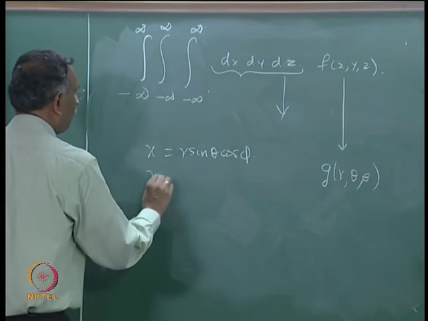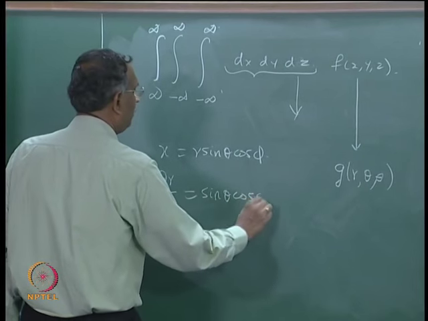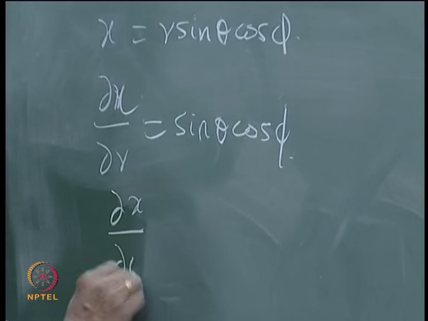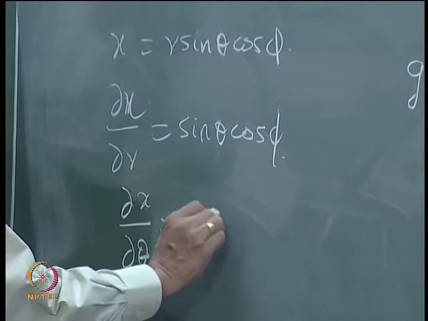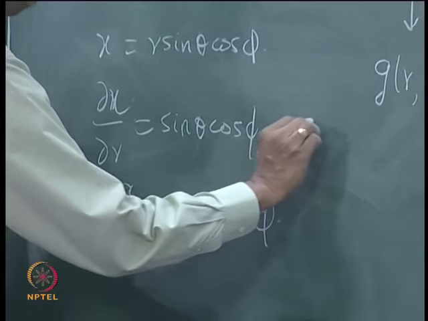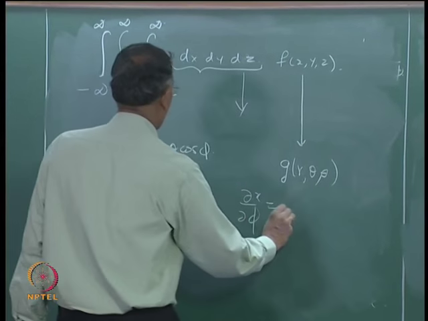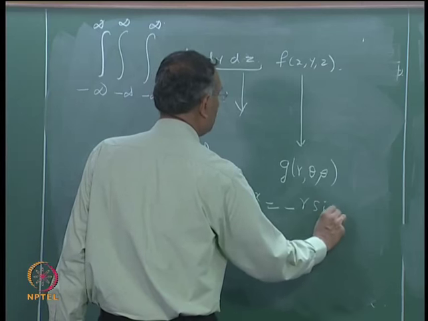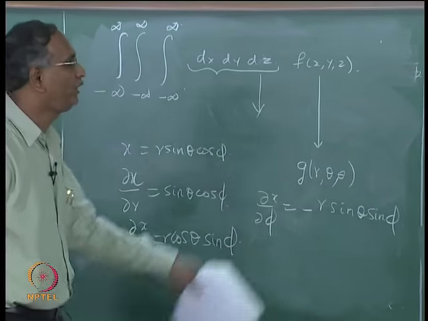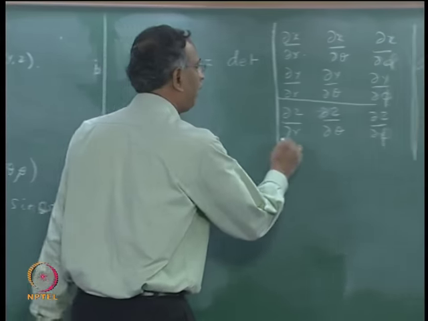Therefore, it is easy to write down ∂x/∂r is sin theta cos phi, ∂x/∂theta is cos theta r sin phi, and ∂x/∂phi is minus r sin theta sin phi. Likewise, you can get the other three derivatives in terms of y, and using z.